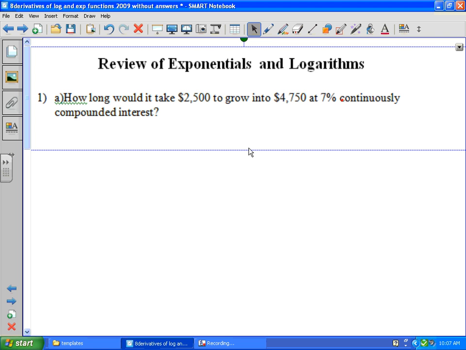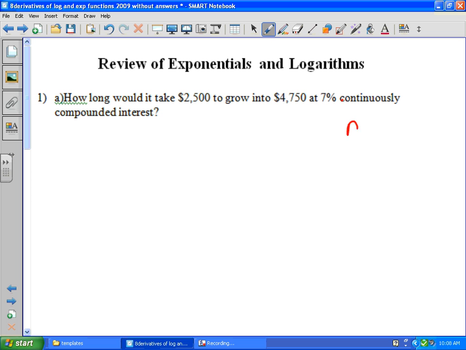So here we have $2,500 that we'll invest. We want it to grow into $4,750 at 7% interest compounded continuously. The question is, how long would this take? And I'll remind you of the formula that you might have seen in college algebra.